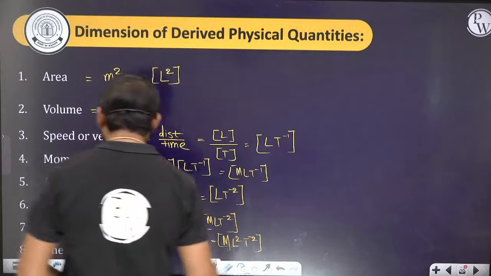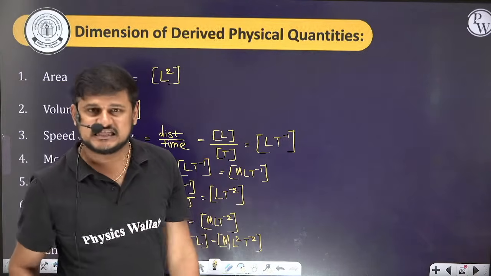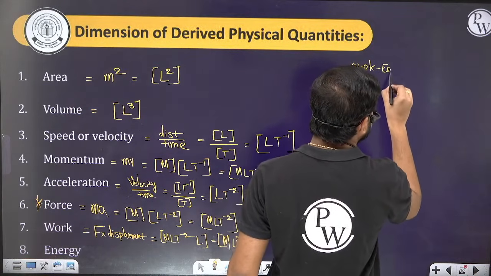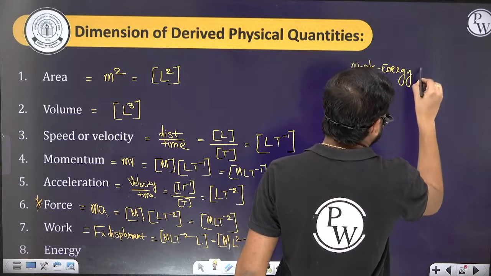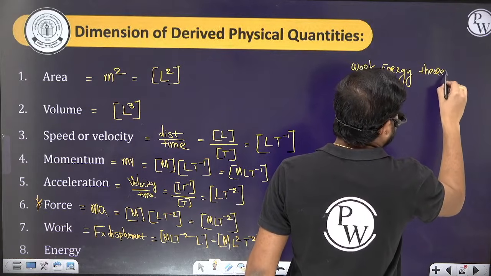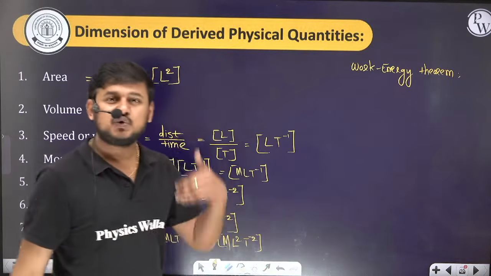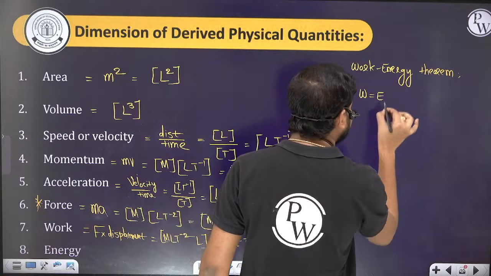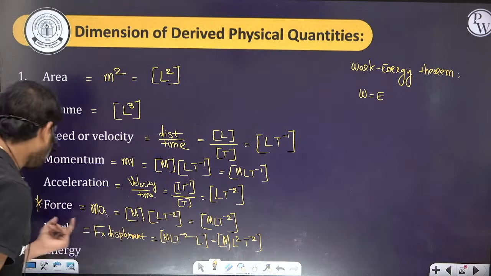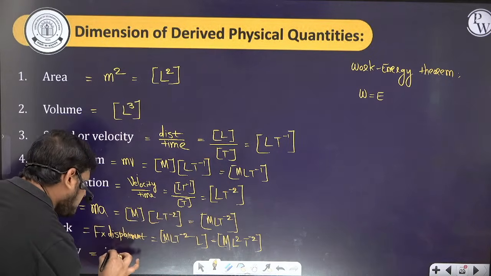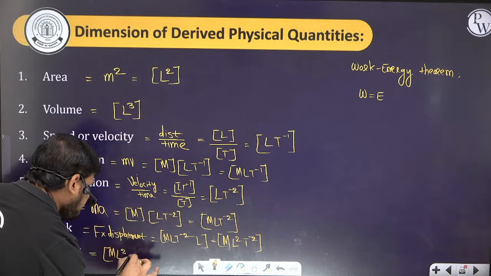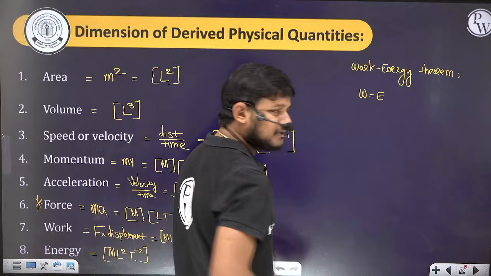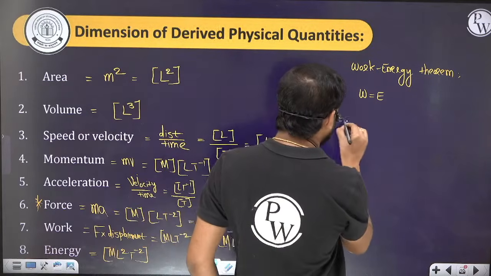And similarly for energy, you learned in grade 9th the work energy theorem. You know that the work done will be equal to the energy supplied. Therefore work and energy will have the same dimensions. Whatever the work dimensions are, the same will be there for energy also, M L square T to the power minus 2.